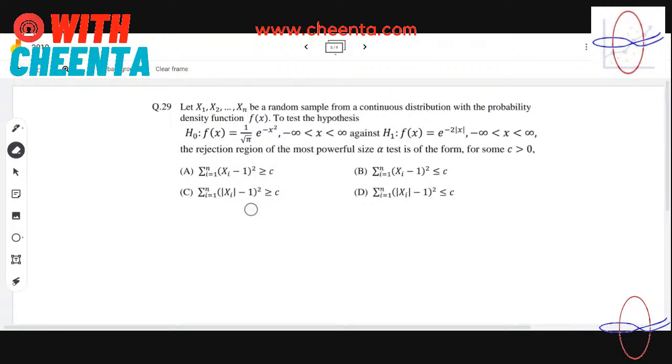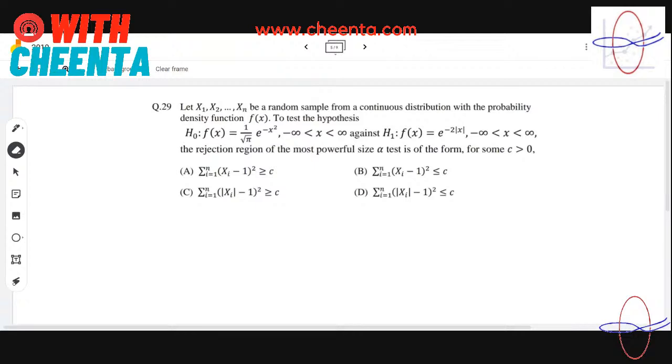Okay, so let's move on to the next problem. Hypothesis testing problem. Let X1, X2, ..., Xn be a random sample from a continuous distribution with probability density f(x). By the way, I'm giving you a link on completeness and some geometry of completeness in the WhatsApp group. Please check that.